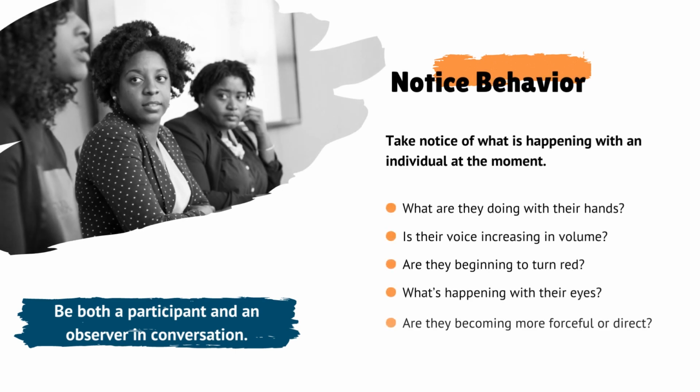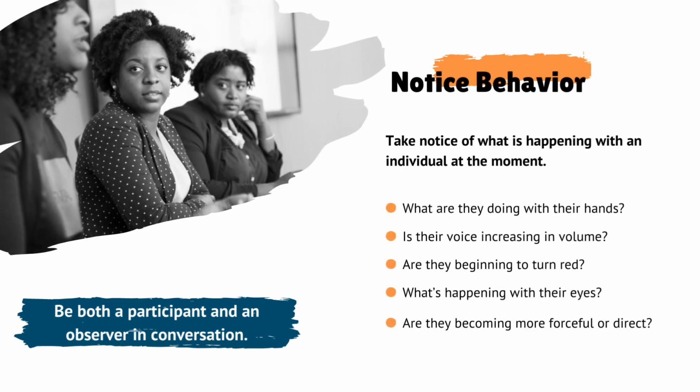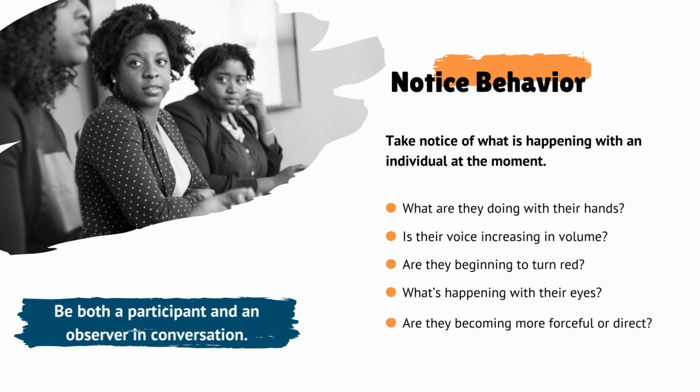Notice behavior. Often we are so involved in the content of the conversation that we fail to notice what's happening. Take notice of what's happening with an individual at the moment. You might ask yourself these questions. What are they doing with their hands? Is their voice increasing in volume? Are they beginning to turn red? What's happening with their eyes? Are they becoming more forceful or direct? Pay attention to signals like this so you can manage the dynamics before the conversation goes awry.